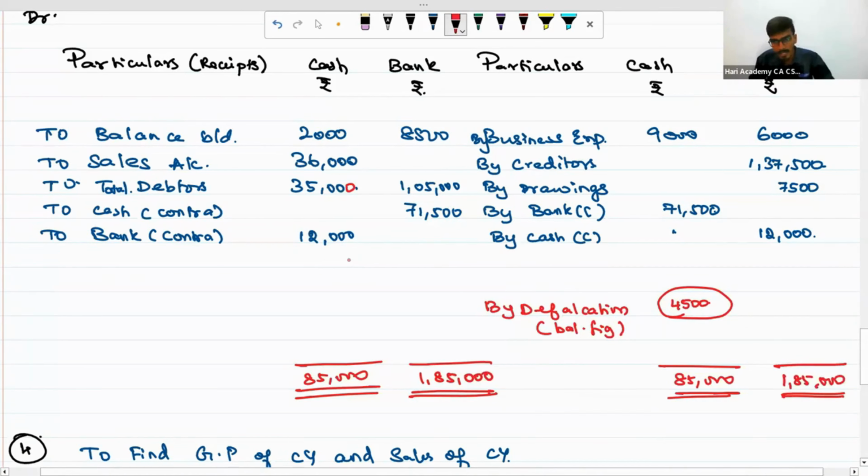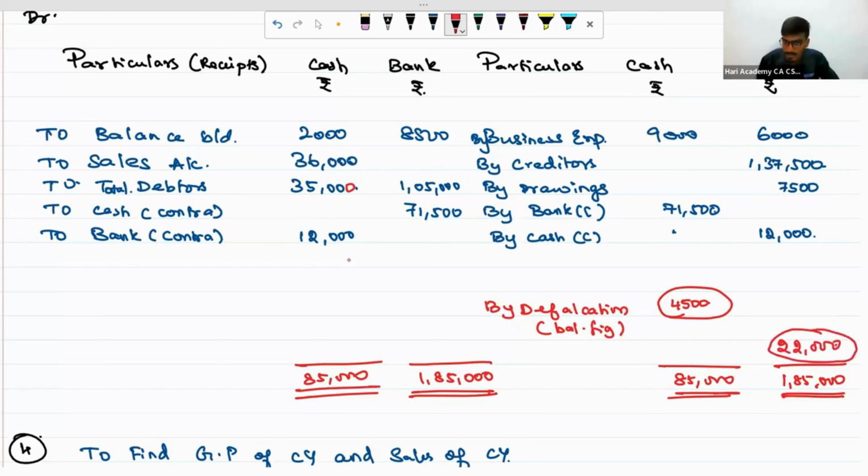On 1,85,000, subtract the values: minus 6,000, minus 1,37,500, minus 12,000, minus 7,500. You end up with 22,000. Again, you should round this. This 22,000 is nothing but by balance carried down, balancing figure.